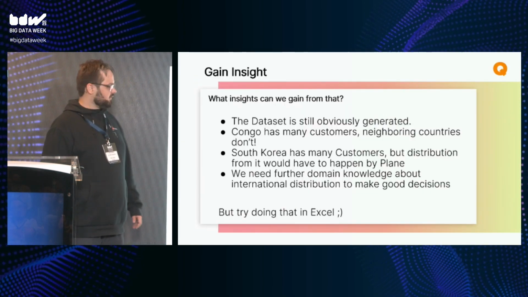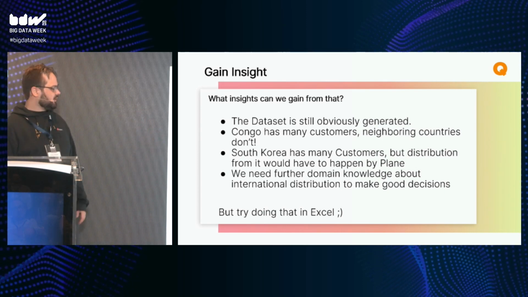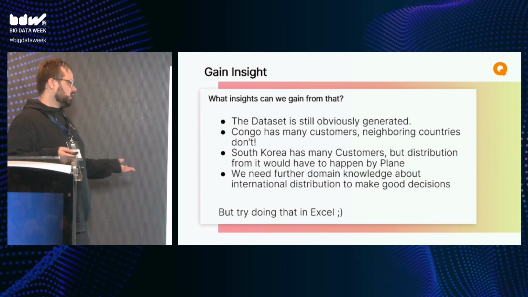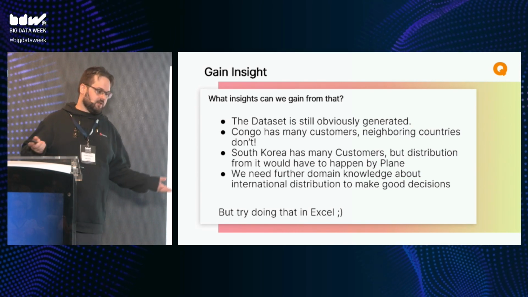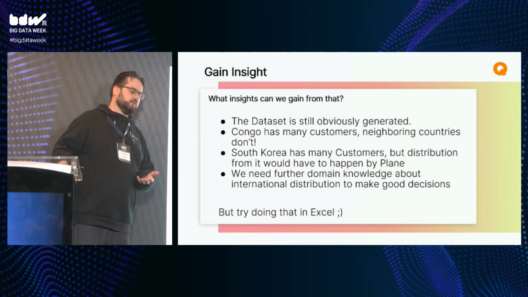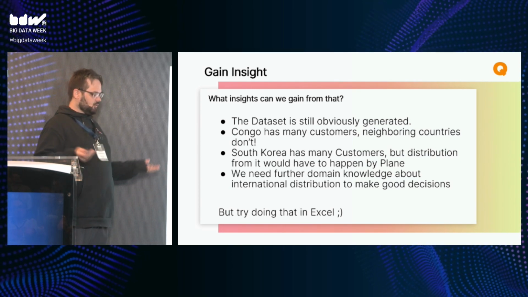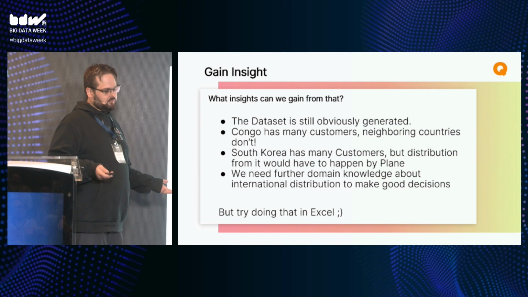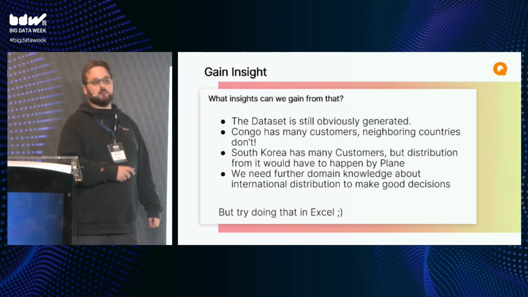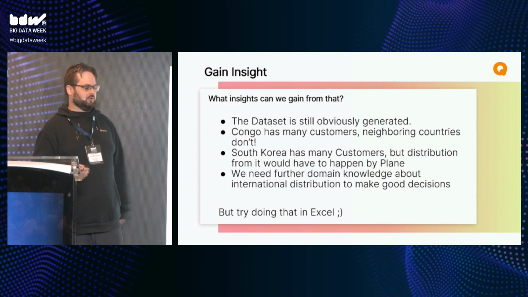So what insights did we gain? Well, the dataset is still very much obviously just generated and rather, should I say, uniform. Congo has these many customers, but the neighboring countries don't. And South Korea has many customers, but distribution would need to happen by train. So we probably need some further domain knowledge about international distribution to make good decisions. But maybe we can find somebody who has that and show them the data we now visualized in a very convenient format.